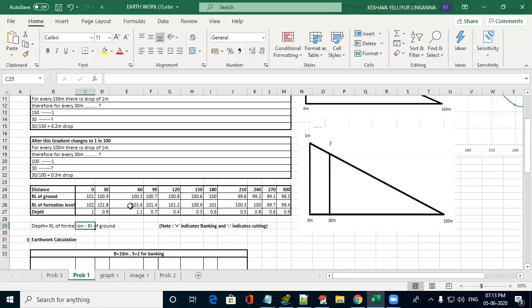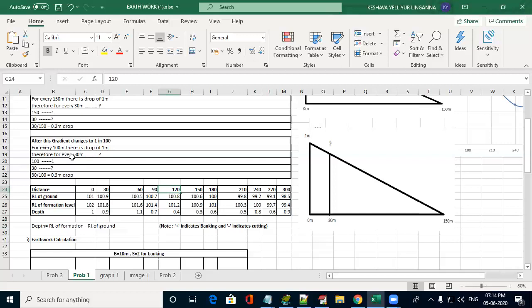So for the next value, there should be a difference of 0.2, 101.6. Similarly, 101.4, 101.2. They clearly said this slope holds good only up to 120 meter. Afterward, the gradient should change. So you should do this value reduction only up to 120 meter.